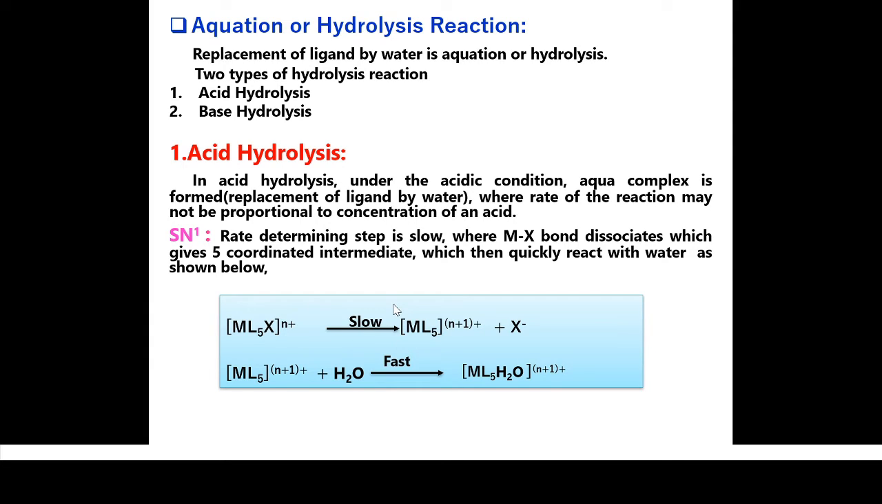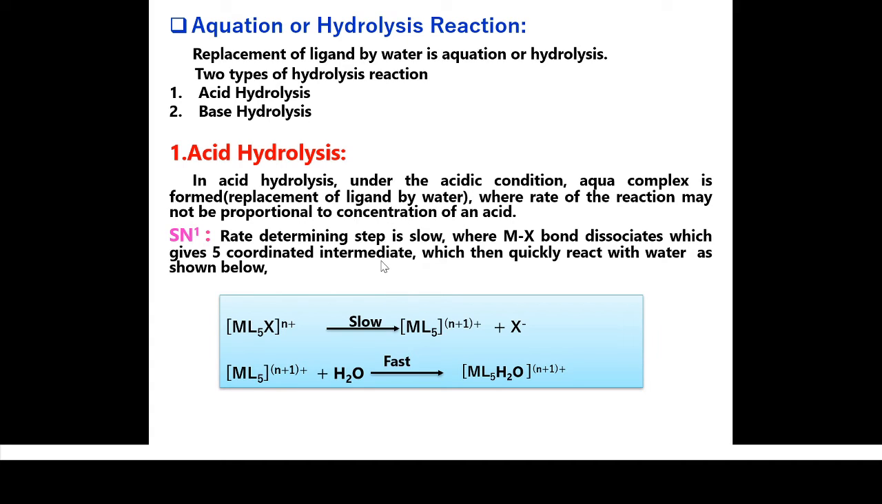The first step is the RDS, that is the rate determining step, which is the slowest one, where the M-X bond dissociates, which gives a 5 coordinated intermediate. This is your 5 coordinated intermediate ML5^(n+1)+ along with X, your anionic ligand. Now this 5 coordinated intermediate quickly reacts with a water molecule. The second step is the fast one, which gives the aquated complex or aqua complex ML5(H2O)^(n+1). This was about the SN1 type of mechanism in case of acid hydrolysis.